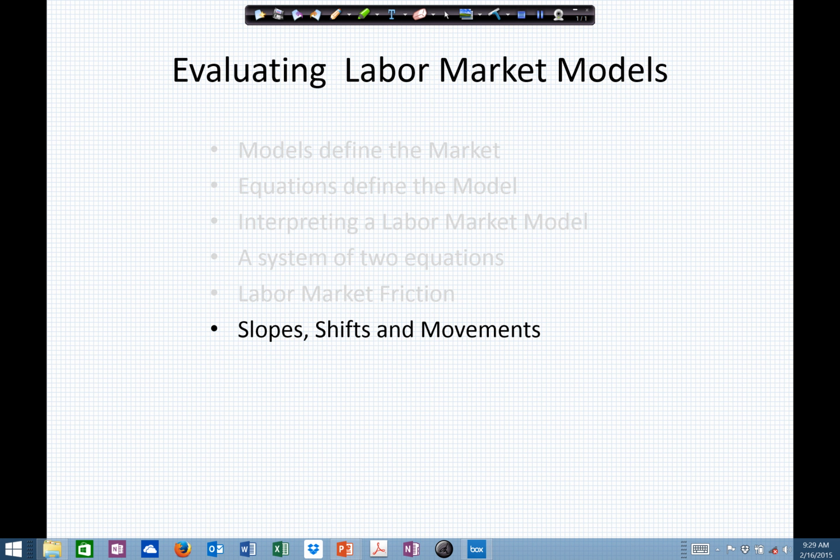As we continue our evaluating labor market models discussion, I'd like now to turn to looking at, once again, the slopes of the curves, shifts of curves, and movements along the curves. We've actually talked about each of these various elements already in some of the other segments in this module, but I want to bring them together in a coordinated segment.